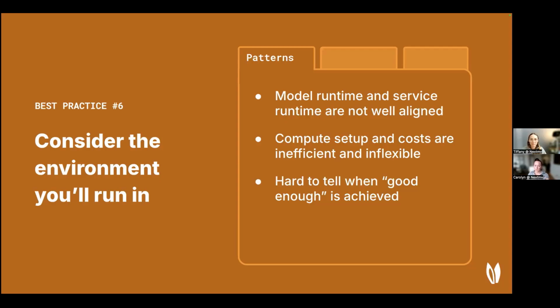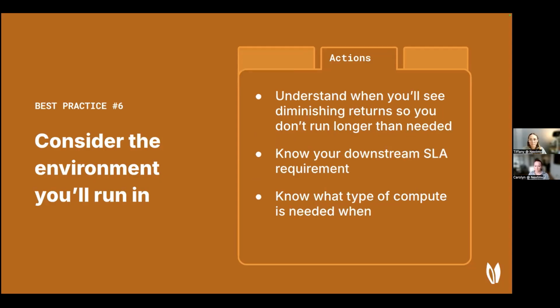And it can also be hard to tell when good enough is achieved. I know we often talk about optimality and optimality gaps in our space, but often in the business world there's timing SLAs. And so when is good enough, and does that fit with our system?